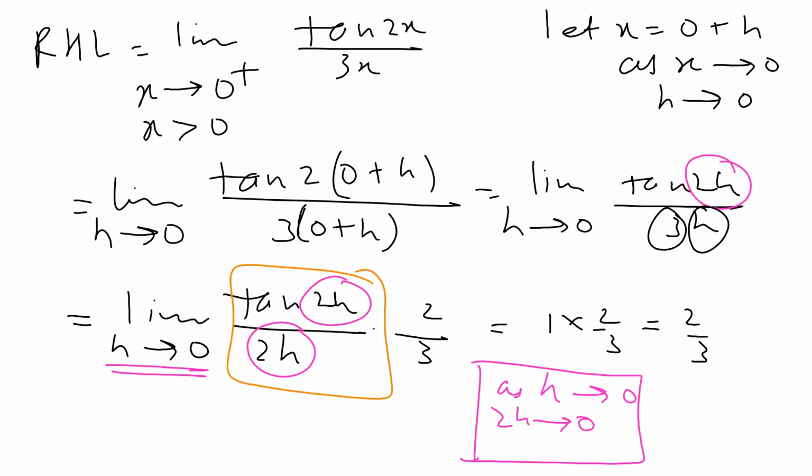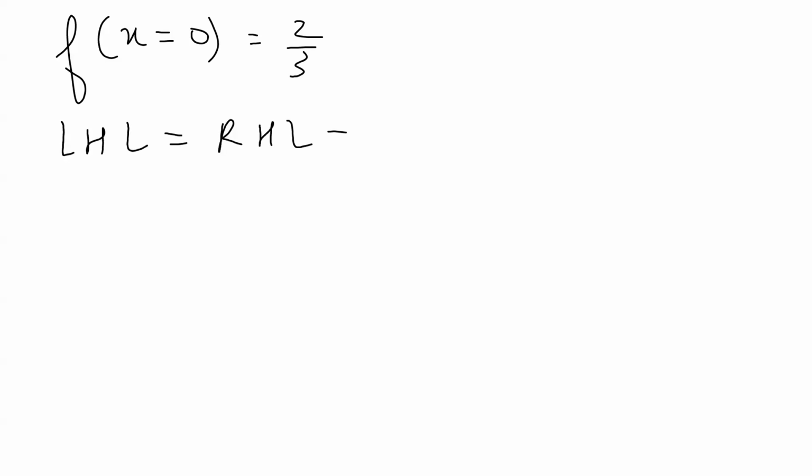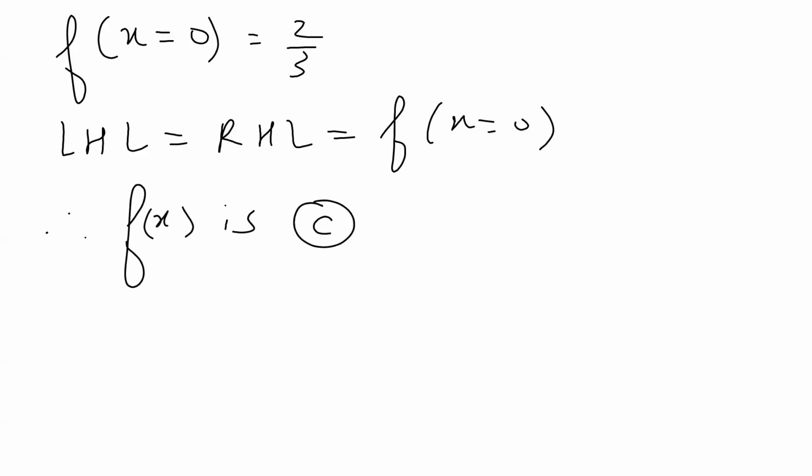Now we need to write down what is f of x at x equal to 0, and that is also equal to 2 by 3. So LHL equal to RHL equal to f of x at x equal to 0. Therefore, f of x is continuous at x equal to 0. That should be our conclusion.